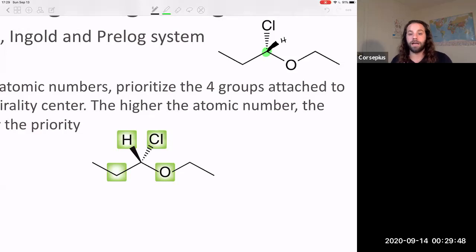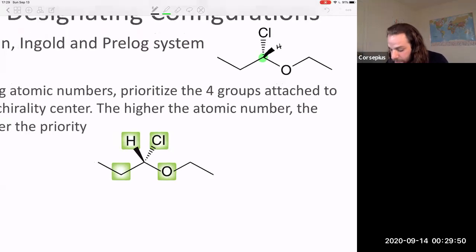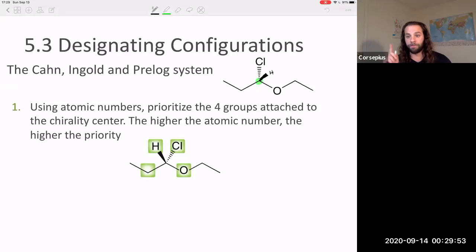And again, I'm going to assign priority to these groups. There are going to be a set of rules that we're going to learn for this. The first rule is that the higher the atomic number, the higher the priority. Or, I guess really, the lower the number in terms of priority, since it would be priority 1. Anyways, high priority means 1.